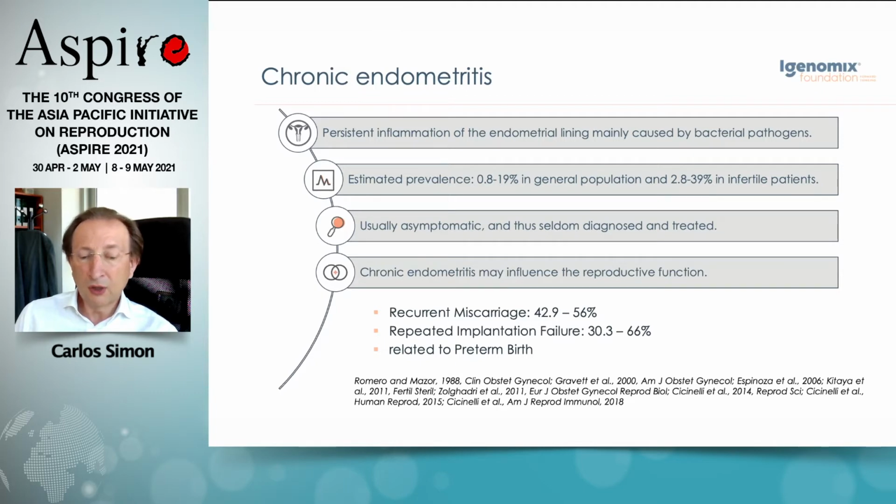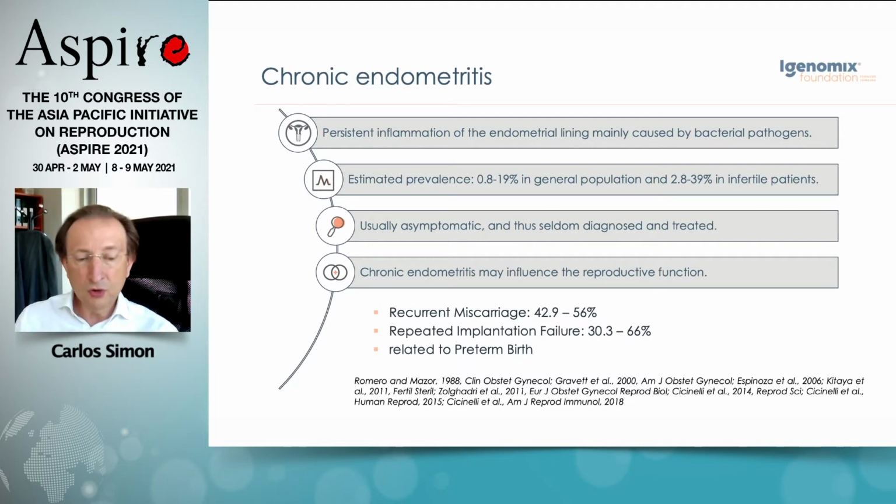And we know that chronic endometritis influences reproductive function. It has been associated with recurrent miscarriage in around 50%. It has been shown that the prevalence is between 30 and 60% in repeated implantation failure, and it is also related to preterm birth and the fact that delivery starts before it should. So you have the references behind this, in which we have been gaining this knowledge.